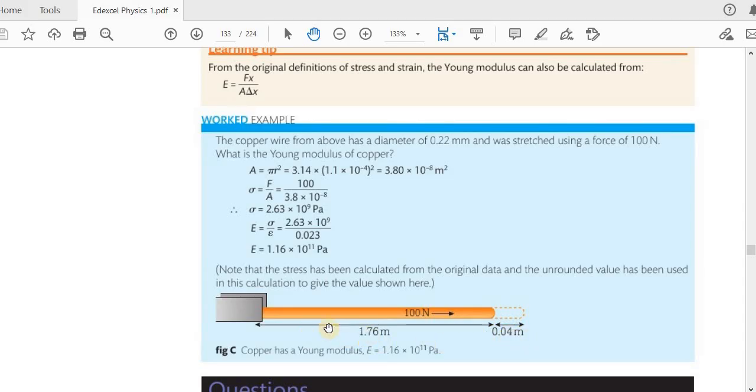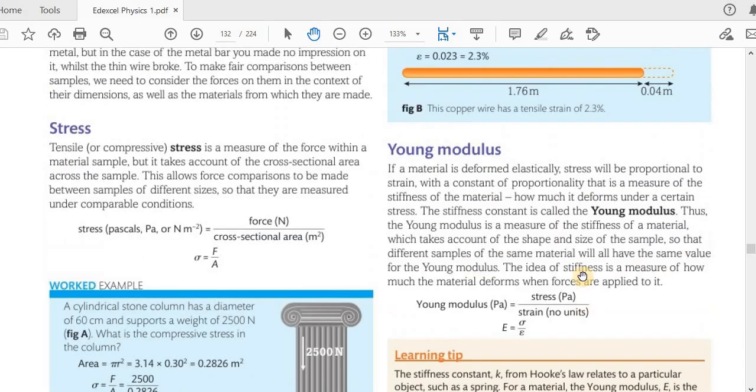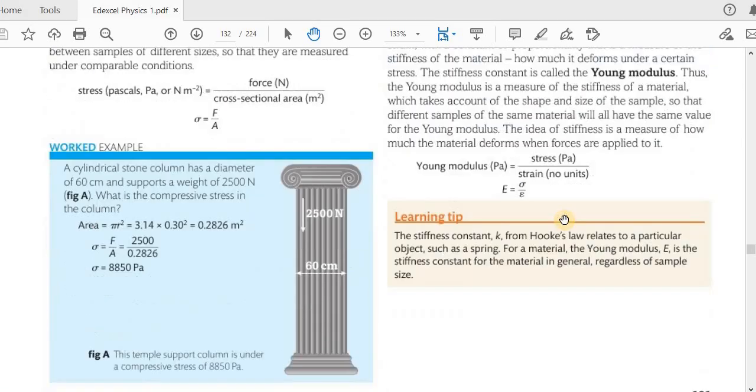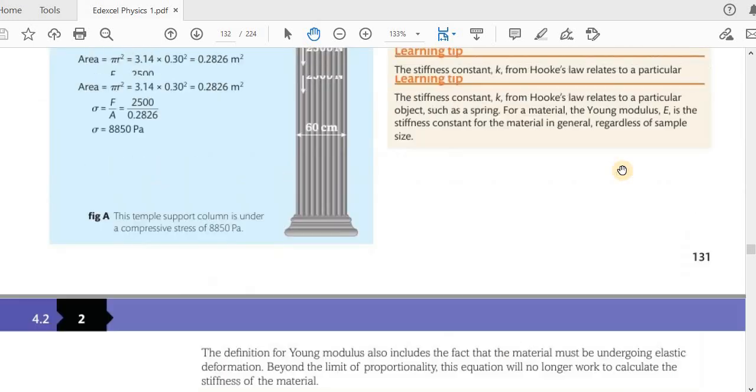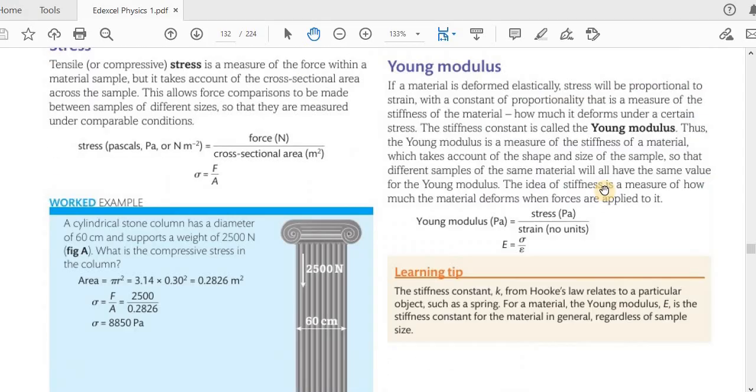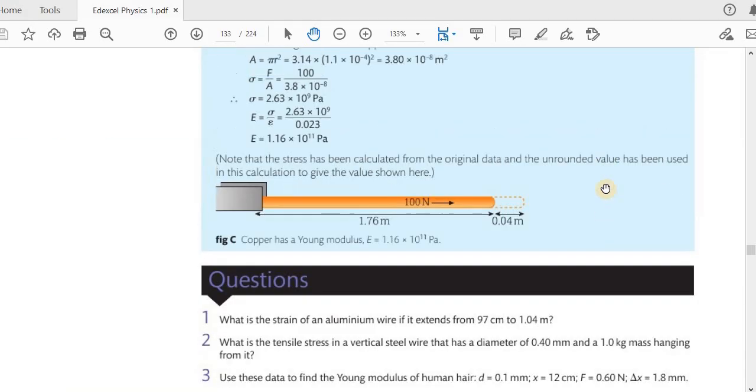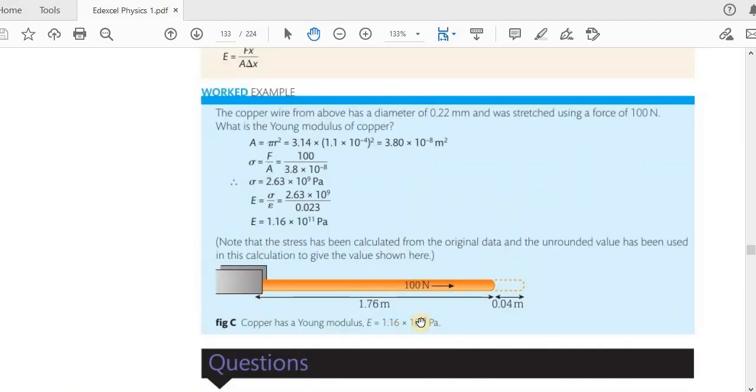Okay, so you can see even a diagram is drawn. 100 newtons, 1.76 meters, 0.04. See this one. Okay, now here you have additional 100 newtons. Okay, so that will be the Young modulus for copper.